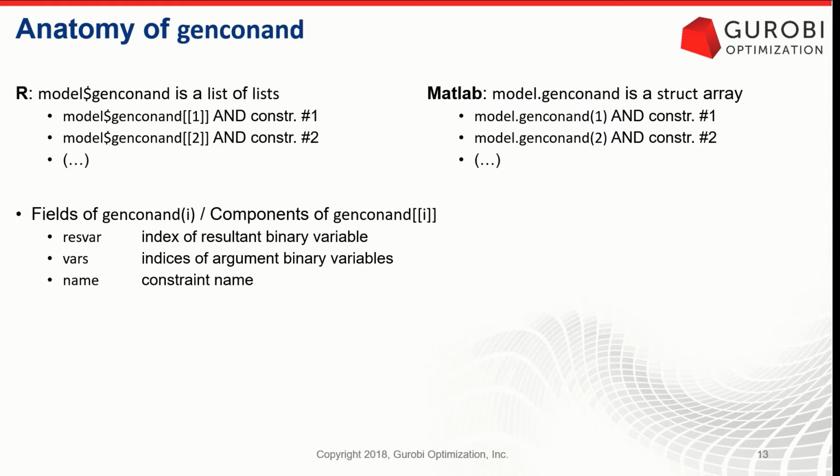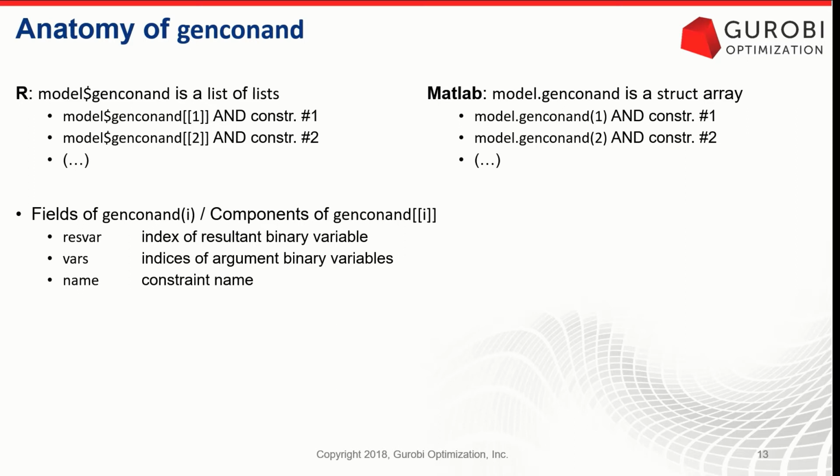Both in R and MATLAB, these data structures have the same fields or components. Resvar, so this is the index of the resultant binary variable. Vars, this is a list or an array of indices that are to be considered as the argument of the AND function. And then there's also a name that you can assign, that's optional.